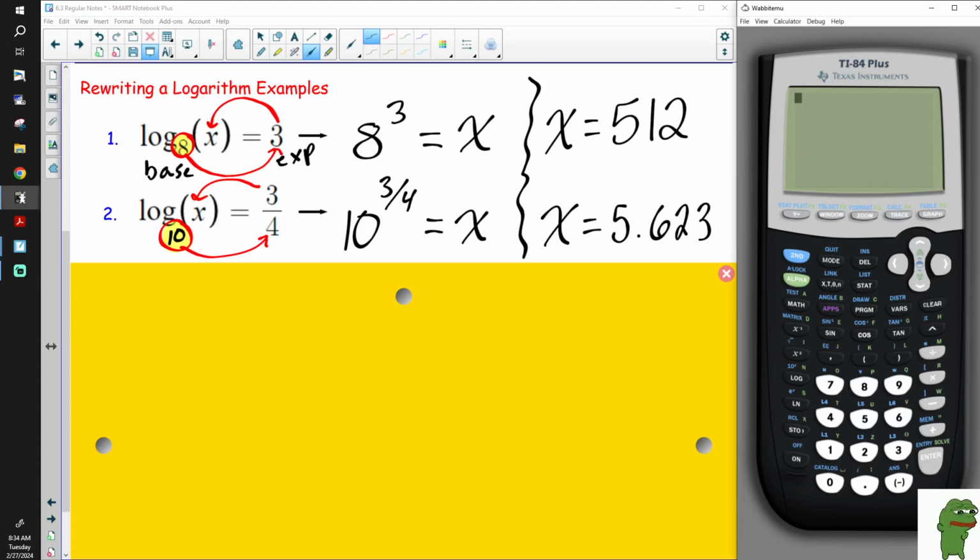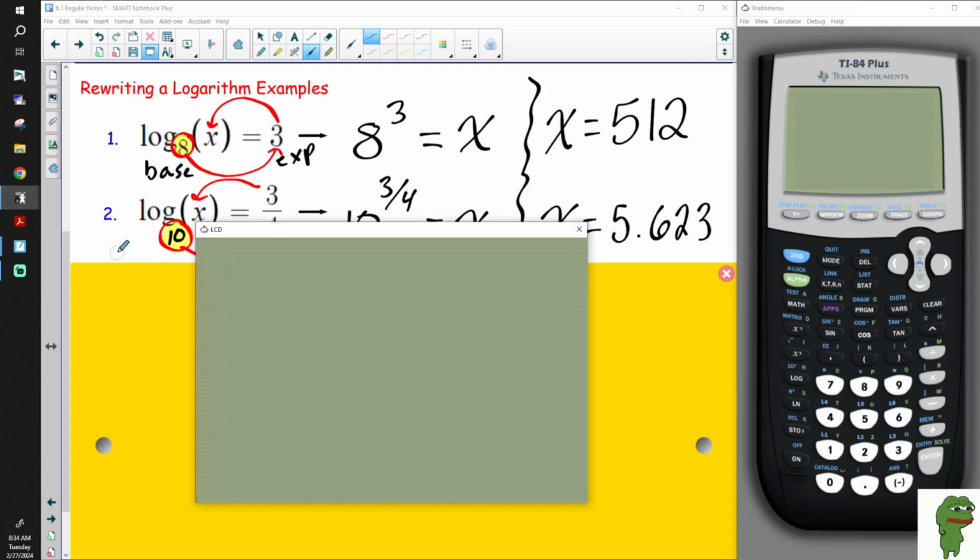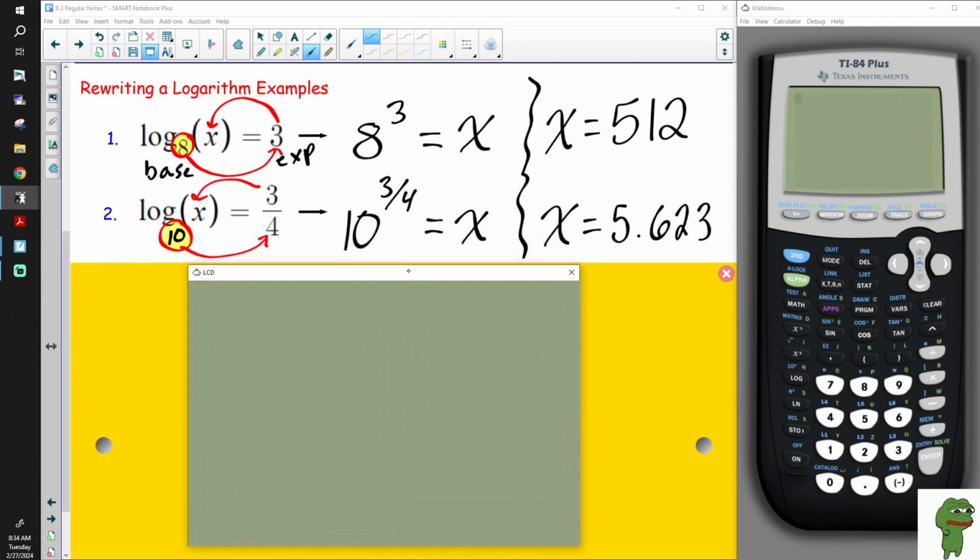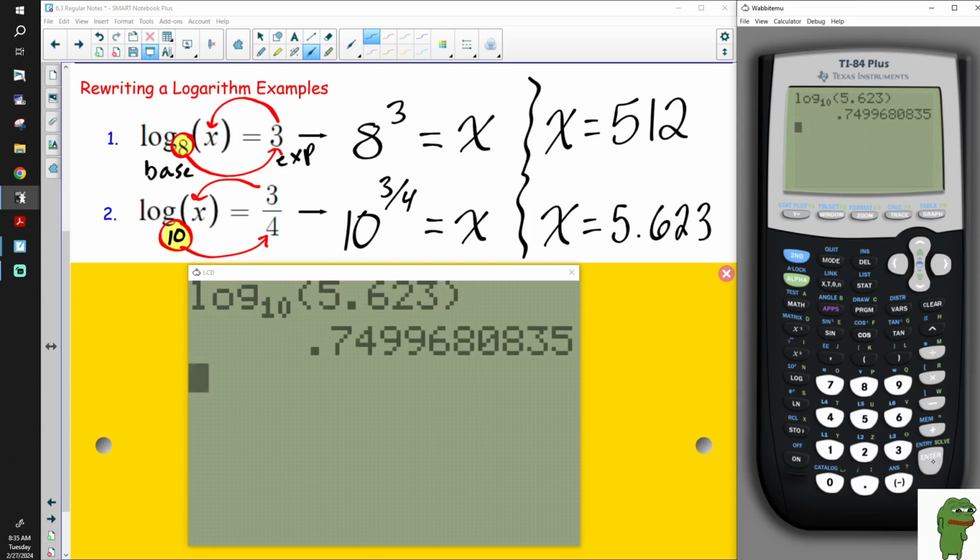If I want to check, I'm going to go into my calculator. If I plug my x back into my log, math, log base 10, which I could have just used common log, of 5.623, I get 0.74996. Is that close to 3/4? Yeah, because 3/4 is what? 0.75. So very close. It's a good answer.